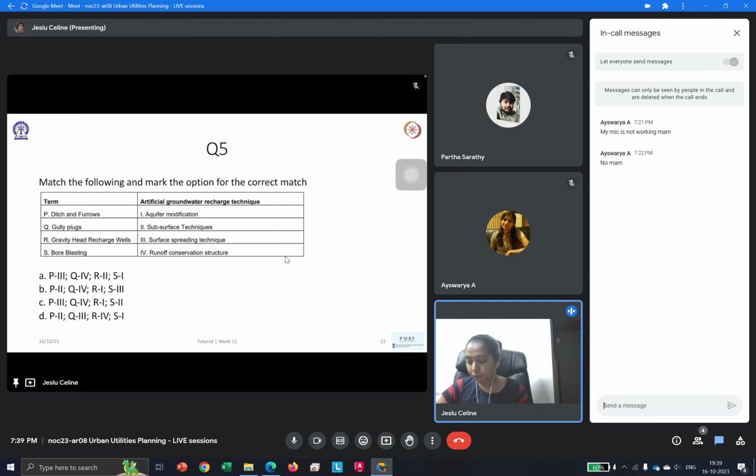Question 5. Match the following and mark the option for the correct match. So P is ditch and furrow. These are different terms, and the options give the artificial groundwater technique that we're using. So we have ditch and furrows, gully plugs, gravity head recharge, and bore blasting. Let's see the first one, ditch and furrow. Which of the following does it correctly match? Is it an aquifer modification? Is it a subsurface technique? Is it a surface spreading technique? Or is it a runoff conservation technique?